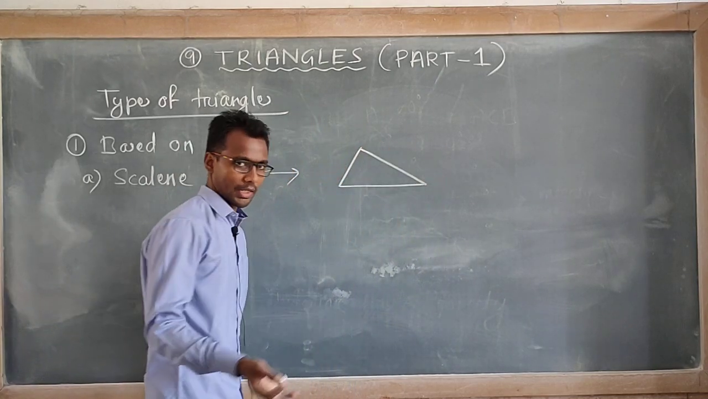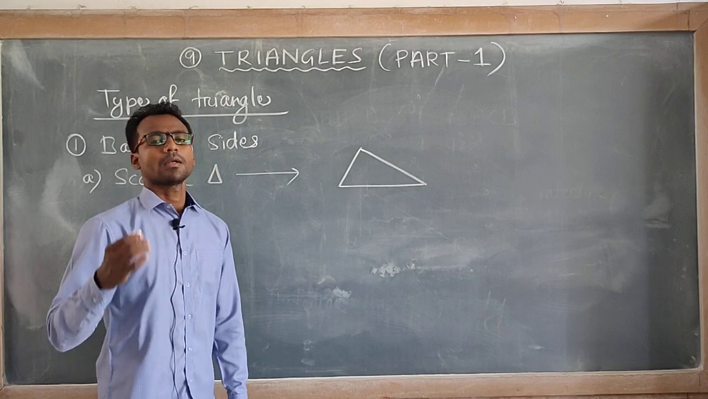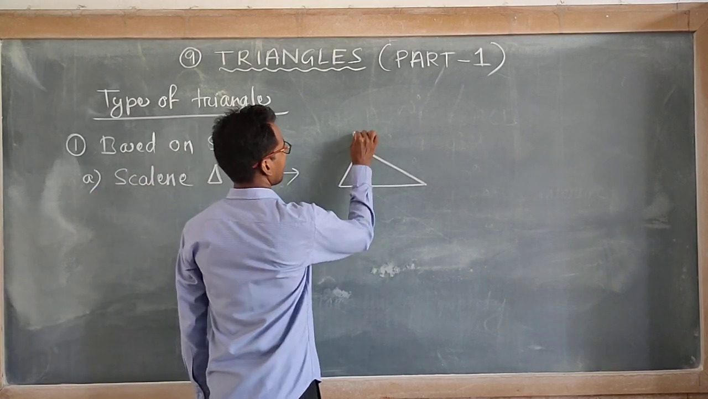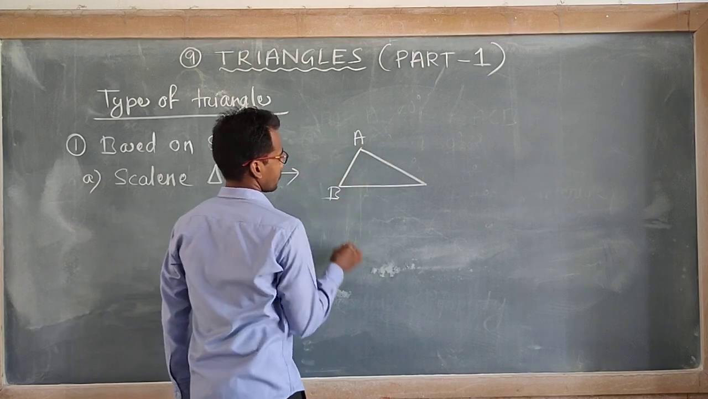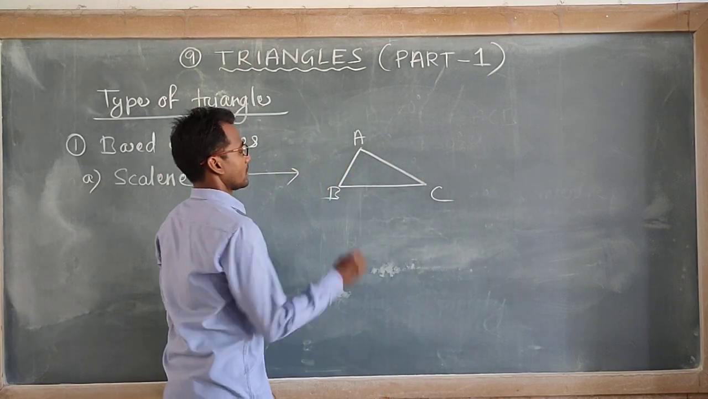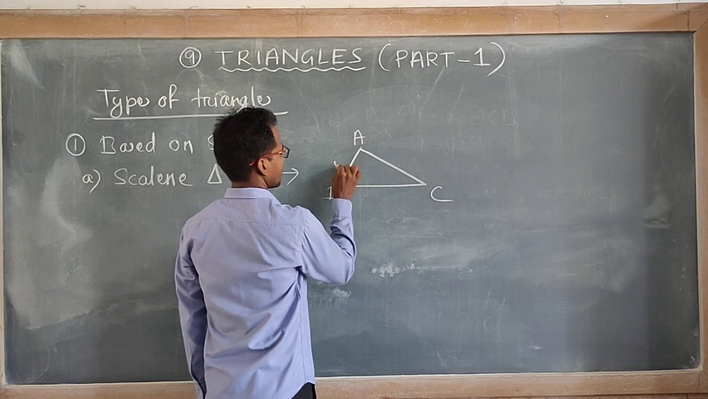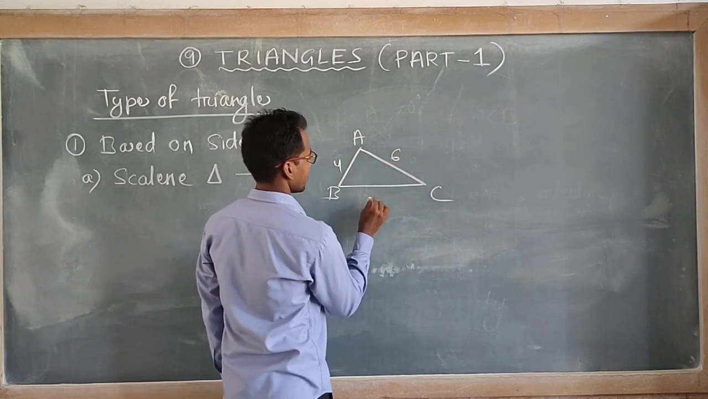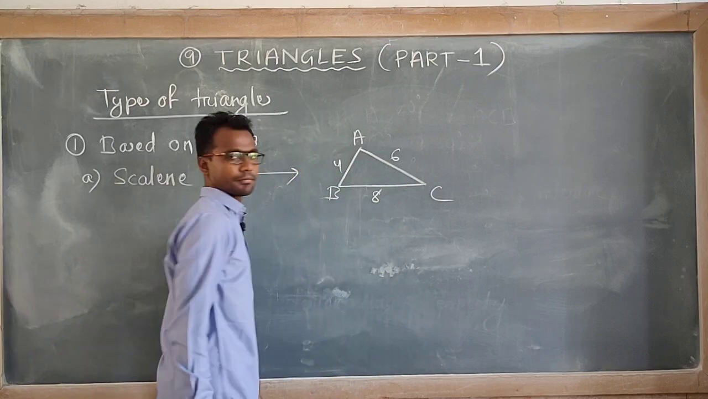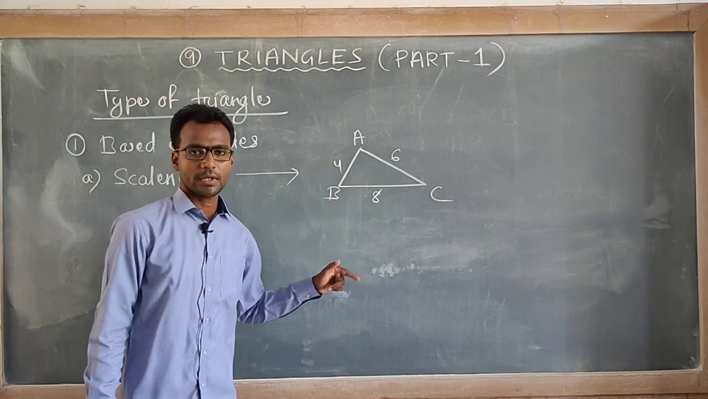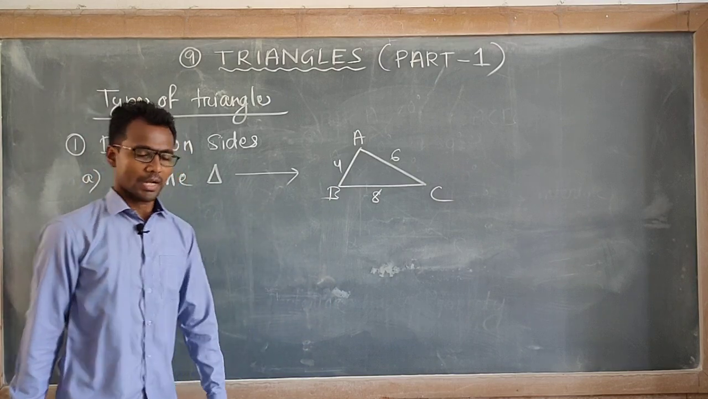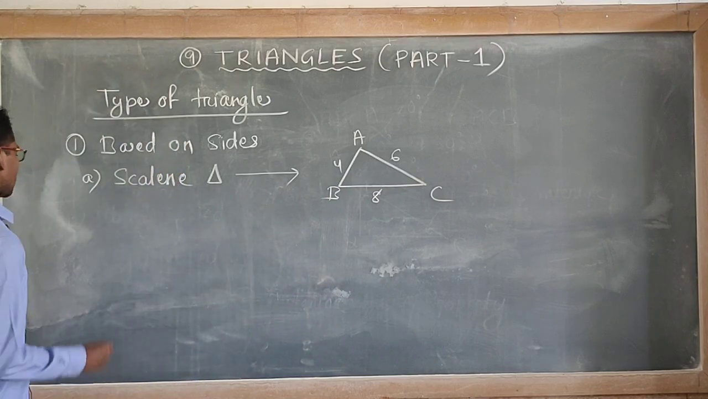It may be acute triangle, it may be right triangle, it may be obtuse angle triangle. That is not important here. But the condition is all the sides should be different. Suppose this is 4 cm, this is 6 cm, and this is suppose 8 cm. You can see all the sides are different. 4, 6, 8. So this is an example of scalene triangle.